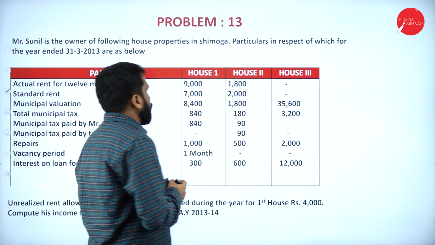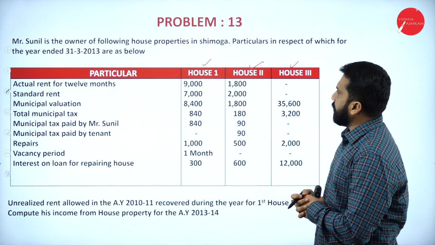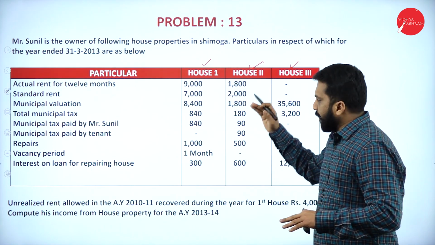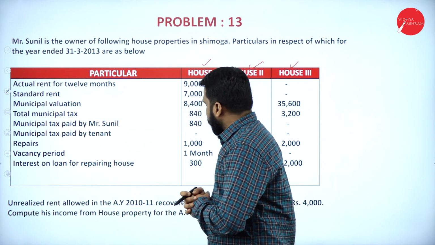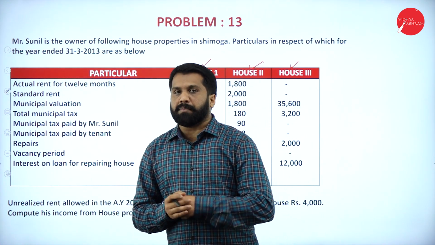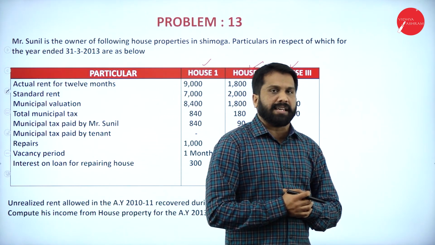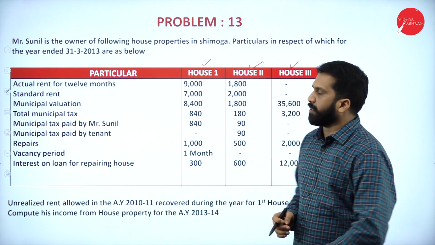So this will be your question now. You have house 1, house 2 and house 3. I have not explained what unrealized rent is. I'll explain it while doing the problem, because unrealized rent received will come at the end of the problem. At the time of writing the unrealized rent, I'll explain what it is.